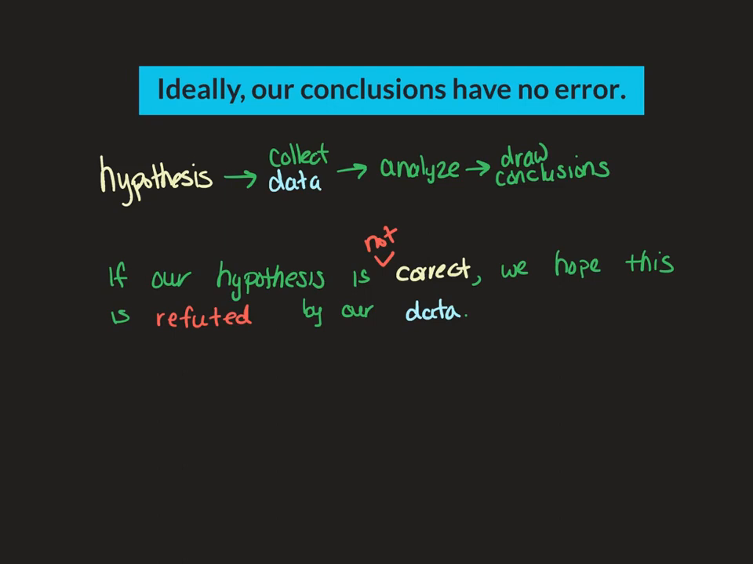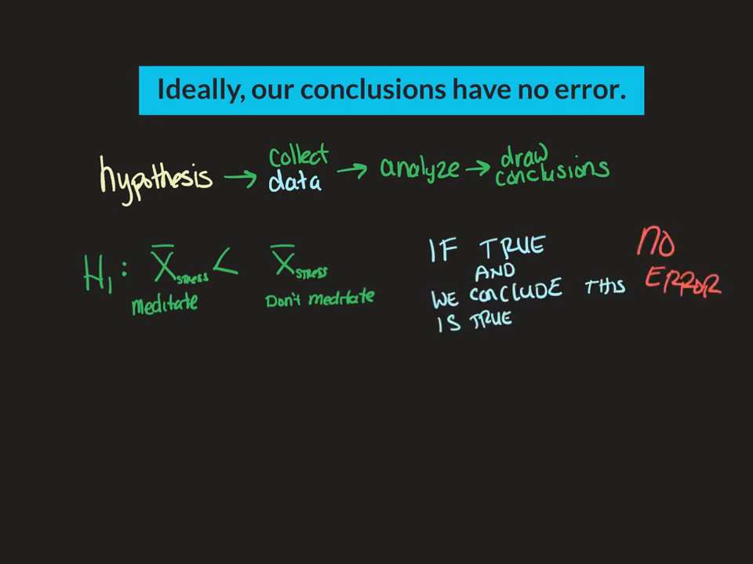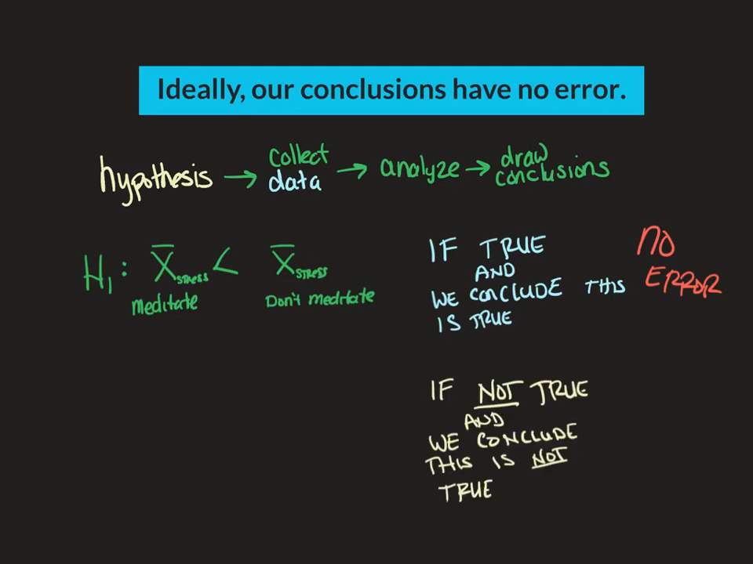Let's think back to our hypothesis about meditation and stress. If I hypothesize that those who meditate will have lower stress than those who do not, and this is actually true, then I'm hoping my evidence will show that I was correct. However, if my hypothesis is not true, then our hope is that our evidence will show us that. That is, we don't care so much as researchers about whether or not our hypothesis is supported or refuted. The bigger concern for us is whether or not our conclusion is correct.